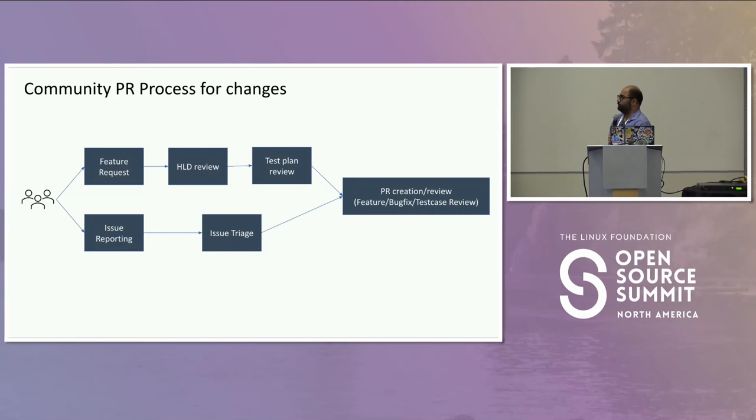For anything in the community or anything we see, there are a couple of ways we do it. One is any feature request or issue reporting. Any feature request will go through the high level design review and the test plan review, which concludes in a PR creation. Any issue reported within the community, we do the issue triaging, find the solution, and create a pull request as a new change request into the system.